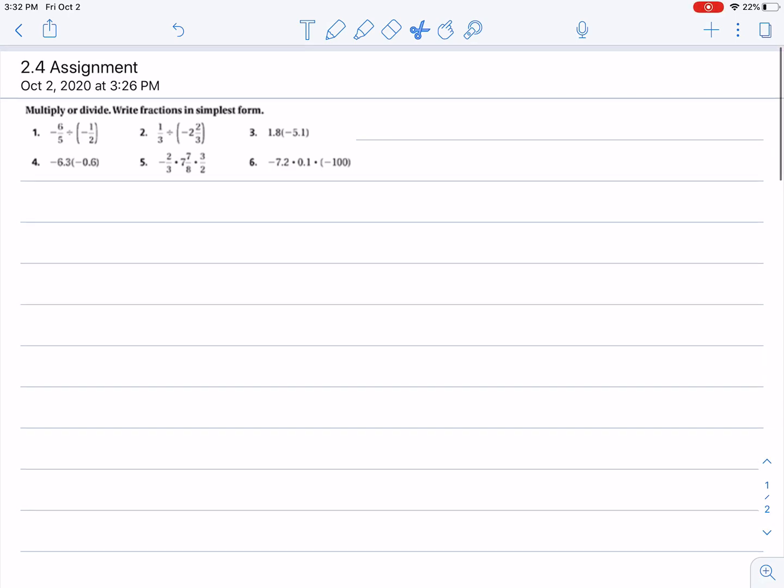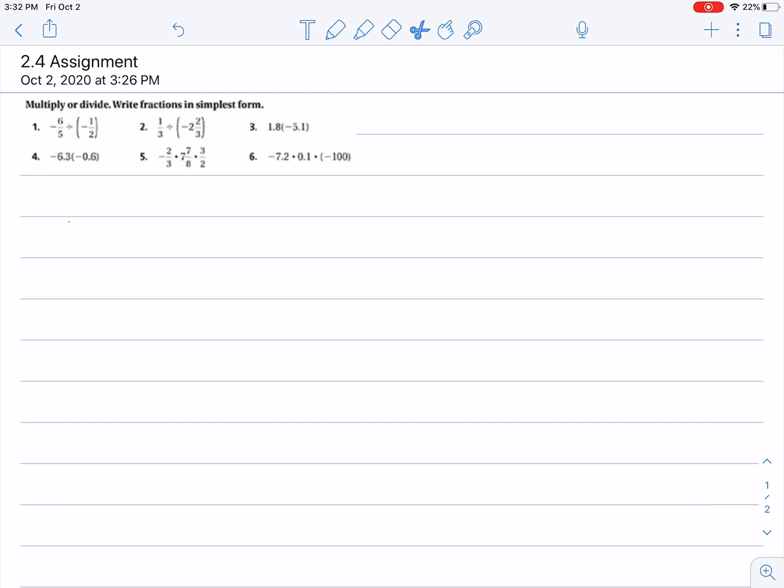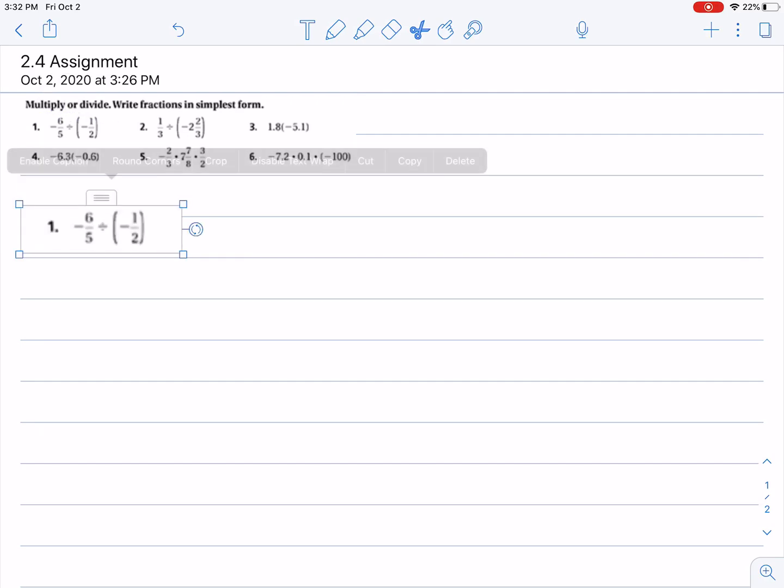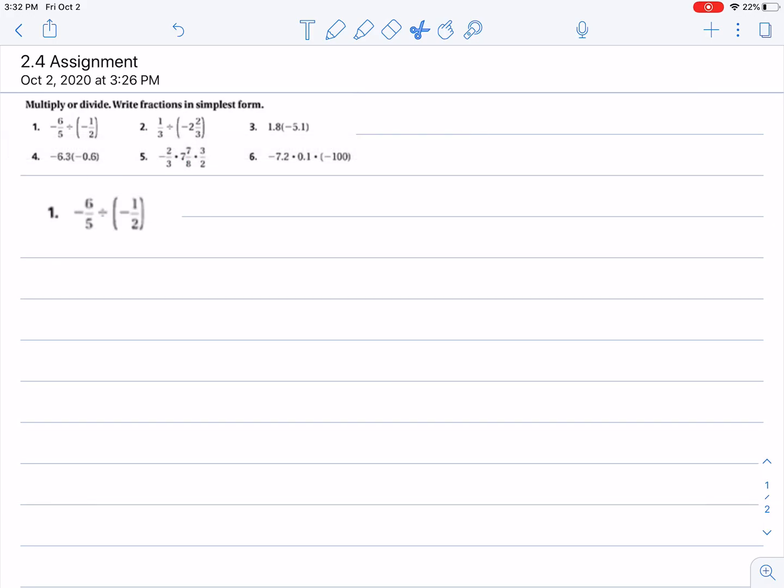All right, let's get started. Here's number 1. We are dividing, and something that is really helpful is to mark whether it's a positive number or a negative number. So I see I have 2 negative numbers. We are dividing 2 numbers that have the same sign, so I know that my answer is going to be positive. I'm just going to put my answer box here, and I'm going to put a plus sign in here. That reminds me that my answer is positive.